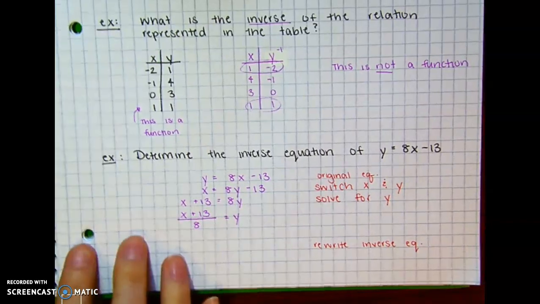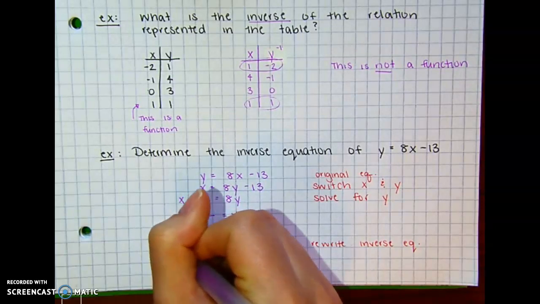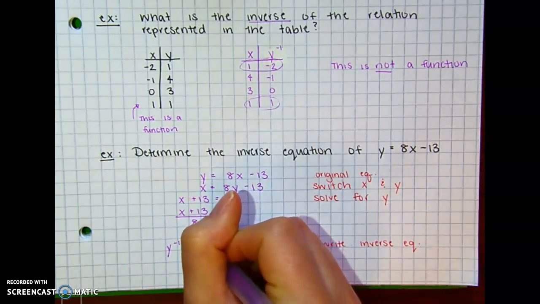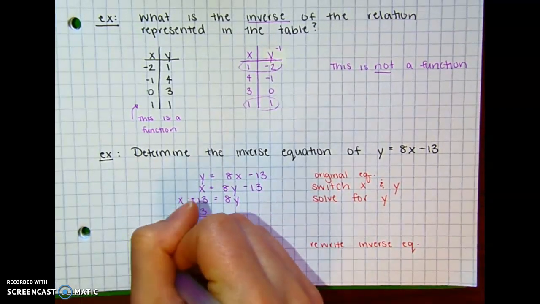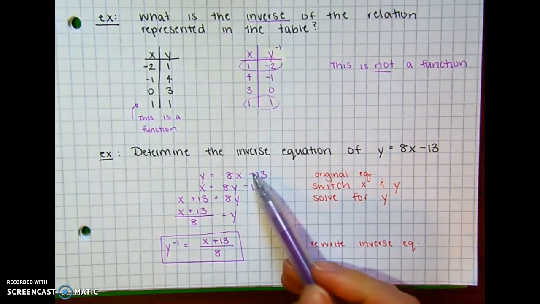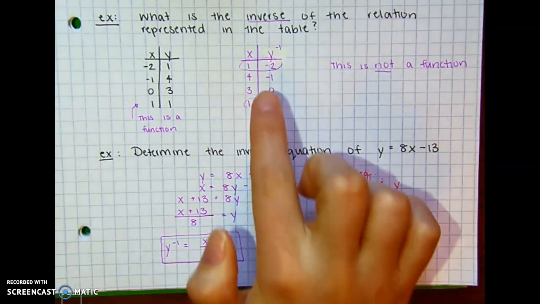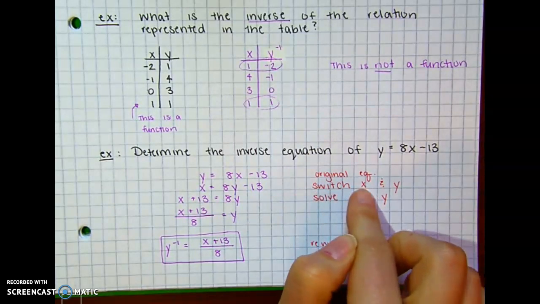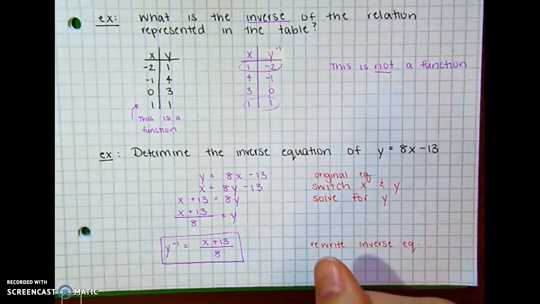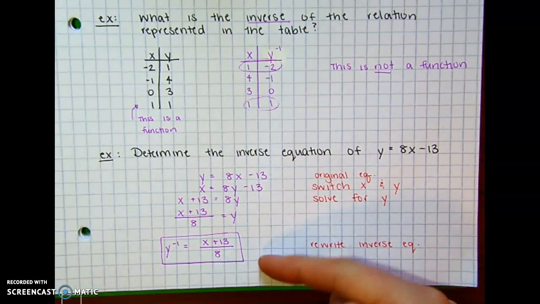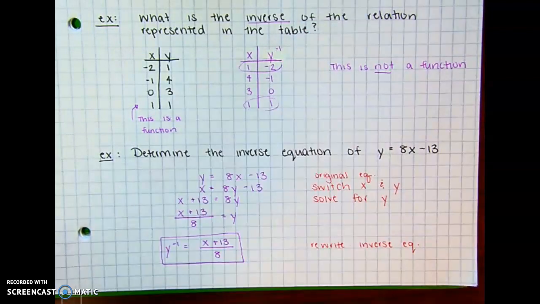We're going to rewrite it using the appropriate notation. So because this was y equals, this is going to be the inverse of y equals x plus 13 over 8. And that's the inverse of 8x minus 13. So to find an inverse, to recap, whichever way you're doing it, you're going to switch the x and the y. And then if it's a table, it's just done. You just switch it. If it's not a table, you need to algebraically solve and then rewrite using inverse notation. And you'll notice in our table we also have inverse notation.